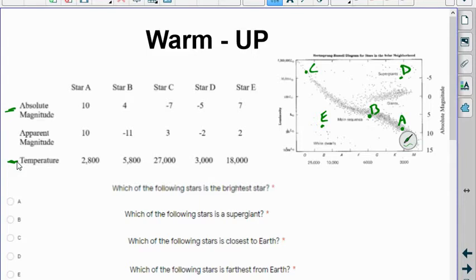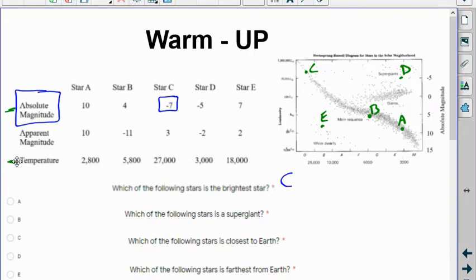Okay. So going forward from this, the first question is, which of the following stars is the brightest star? So when it says which is the brightest star, you look at the absolute magnitude. Remember, absolute magnitude is the brightness from 10 parsecs away. So looking at their absolute magnitude, the next thing I do is say, well, which is the smallest number? Because remember, the smaller the number, the brighter it is. So the answer to the first one is star C.